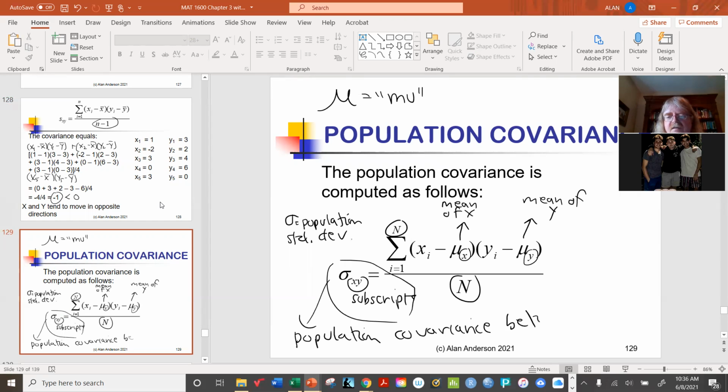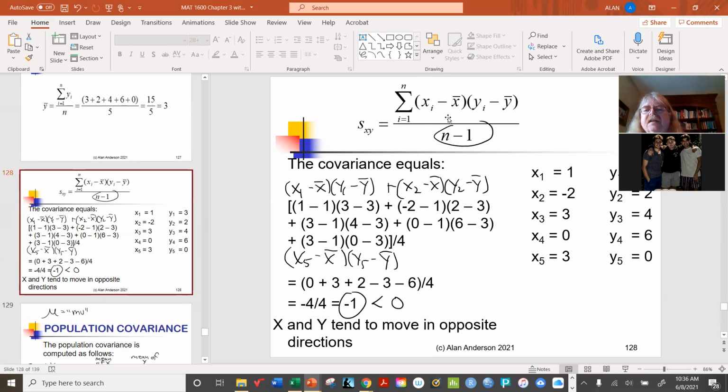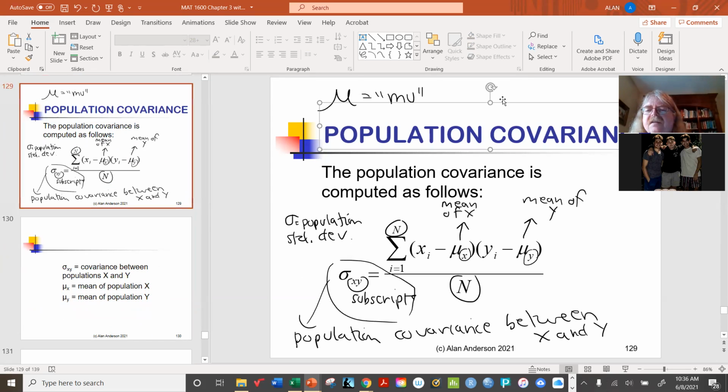Between X and Y. Okay. So you can see though, and remember with the variance, we had a different value in the denominator. The same thing happened here. We're actually dividing by n instead of n minus 1, just like with the variance.